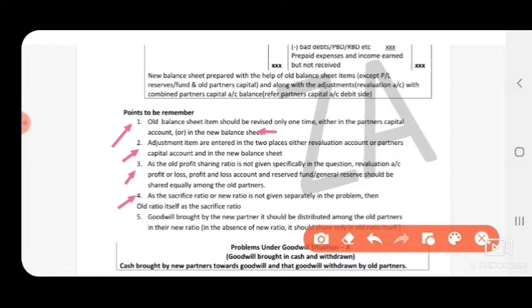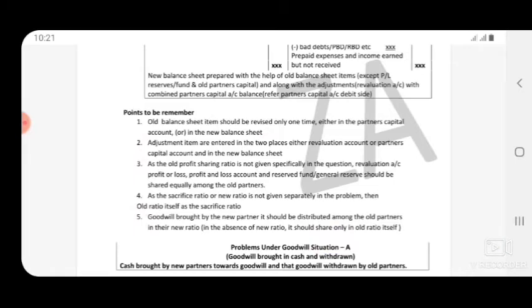Next, fourth, as the sacrifice ratio, the new ratio is not given separately in the problem, then old ratio itself is the sacrifice ratio. So it means if you won't get the sacrifice ratio in the question, to share the goodwill amount, you have to take the old ratio only. In the absence of old ratio, same goodwill you have to share equally among the old partners. Next, last key point, goodwill brought by the new partner, it should be distributed among the old partners in the sacrifice ratio. In the absence of sacrifice ratio, old ratio only you have to use.